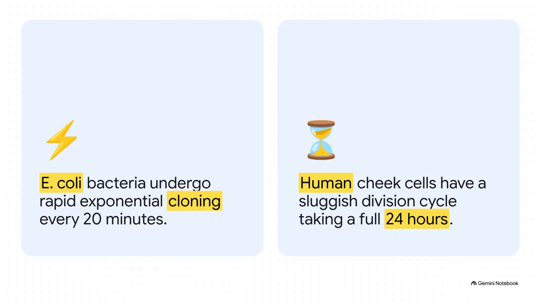And if you want to talk about the largest single isolated cell in the entire world, that title goes to the massive ostrich egg. No way, right? But it's absolutely true. But listen, being tiny has a massive, frankly terrifying advantage: speed. E. coli bacteria have so little internal baggage that they undergo rapid, explosive, exponential cloning every 20 minutes. 1 becomes 2, 2 becomes 4, and within a single day you have billions.